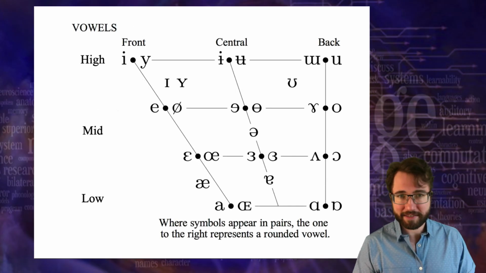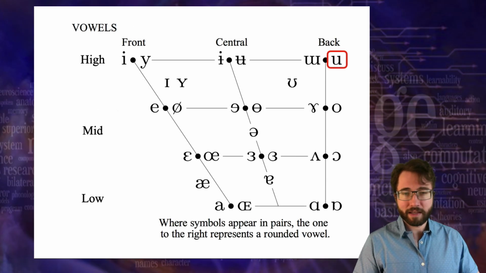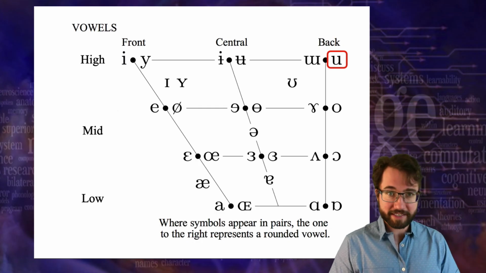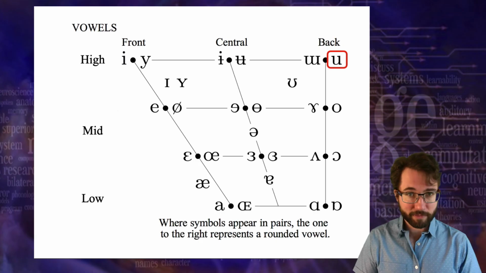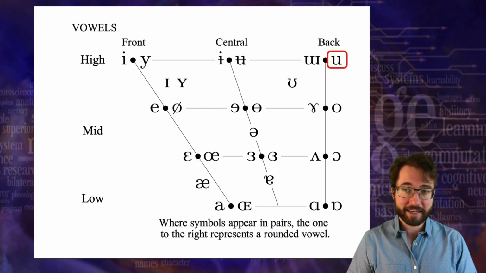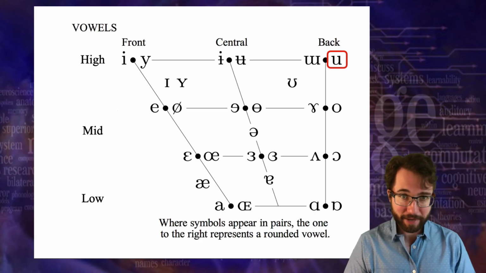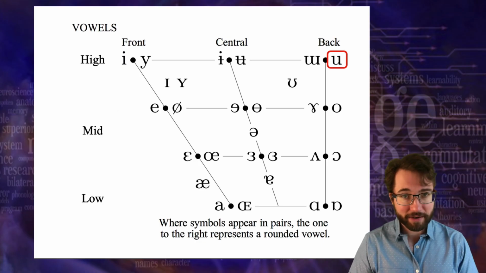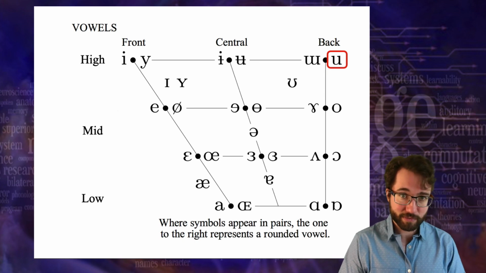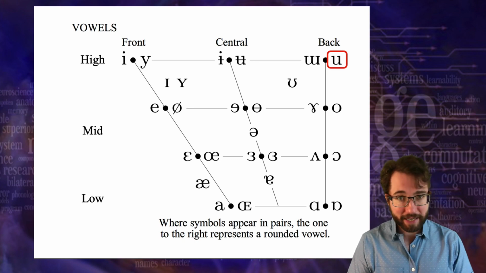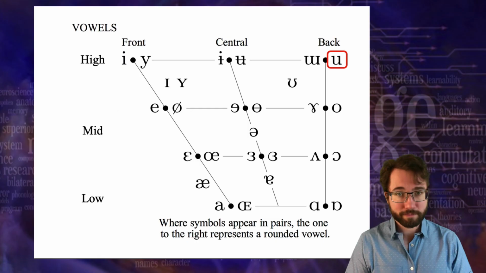So let's practice using the chart. How would you describe this vowel? What is this? First of all, is it high or low? Well, it's high. Second of all, is it front or back? Well, it's back. Third of all, is it rounded or unrounded? Remember, the thing on the left is unrounded, the thing on the right is rounded. So this is rounded. It's a high back rounded vowel. U.